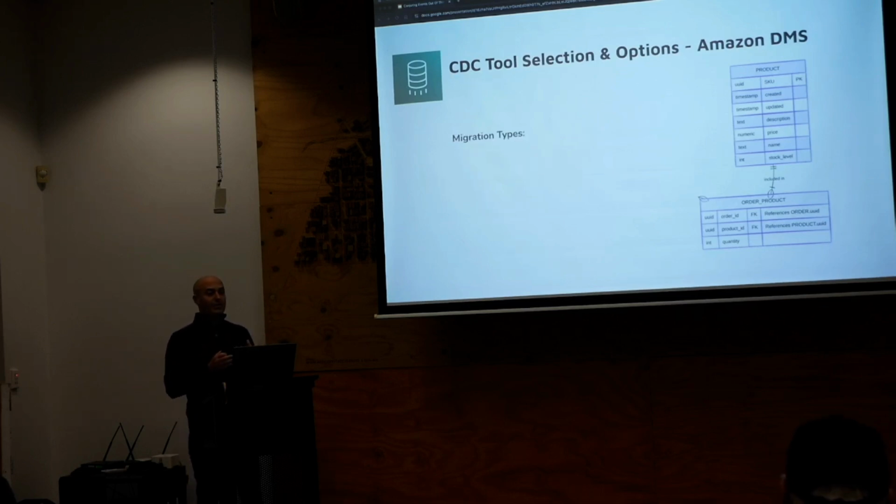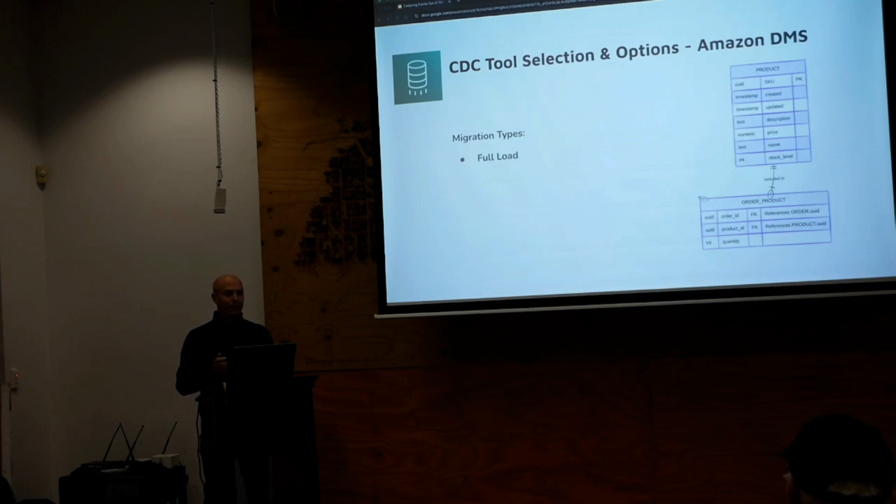So there are three types of migrations we can carry out. Full load migration migrates the existing data once. CDC only captures ongoing changes: inserts, updates, and deletes. Full load plus CDC first copies all of our existing data and then switches over to CDC.